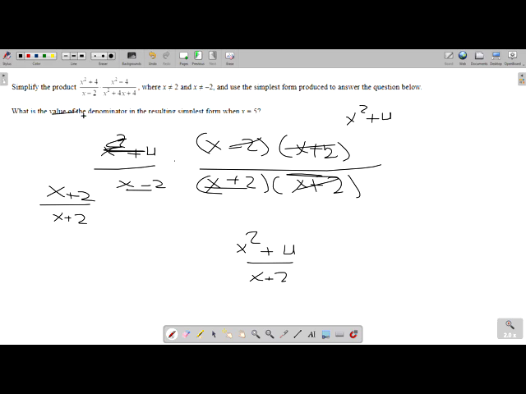Now they're asking, what is the value of the denominator in the resulting simplest form when x equals 5? So the answer is obvious, it's equal to 7. Just replace x with 5 and it's going to be equal to 7.